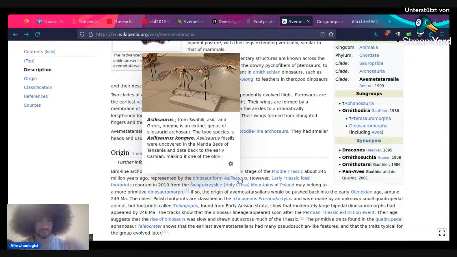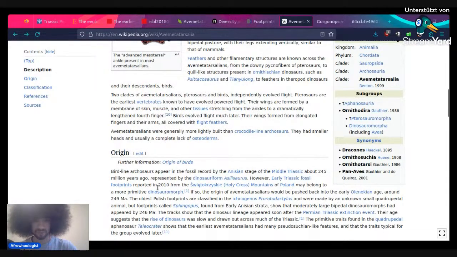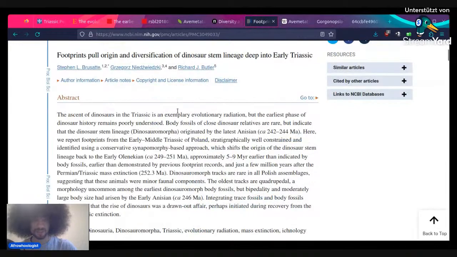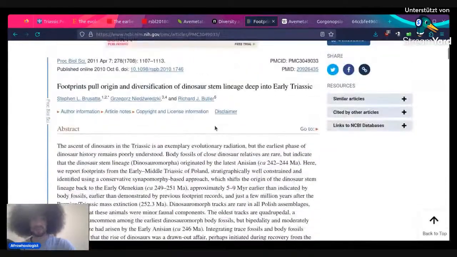The bird line archosaurs, these ave metatarsalians that seem to be the closest related to dinosaurs and birds, are fully derived, fully specialized, and diverse, appearing all over the world in the Middle Triassic with no known ancestor. Keep this in mind. So footprints may belong to the more primitive dinosaur morph, and 249 million years ago is the origin, they think, of ave metatarsalians, but this incredibly derived ankle shape, they talk about these footprints, but this is what I want to lead to.